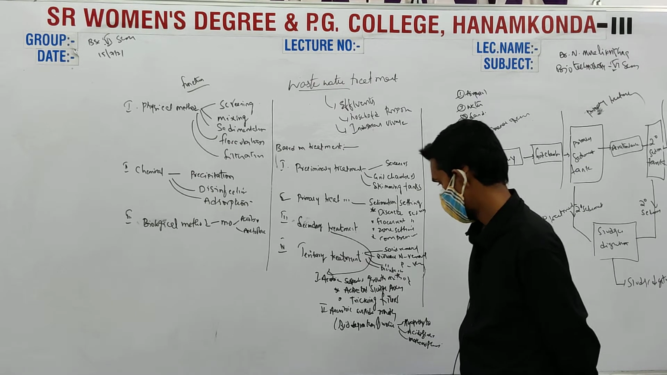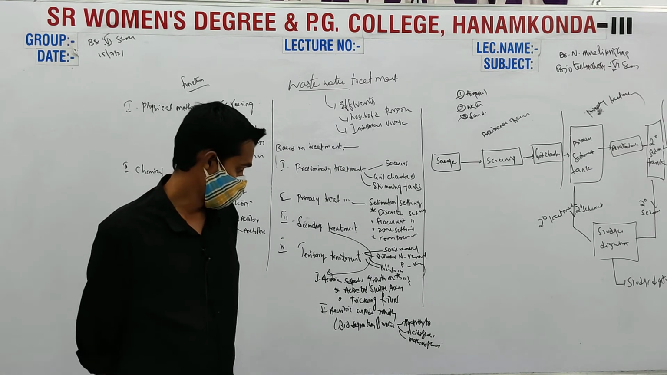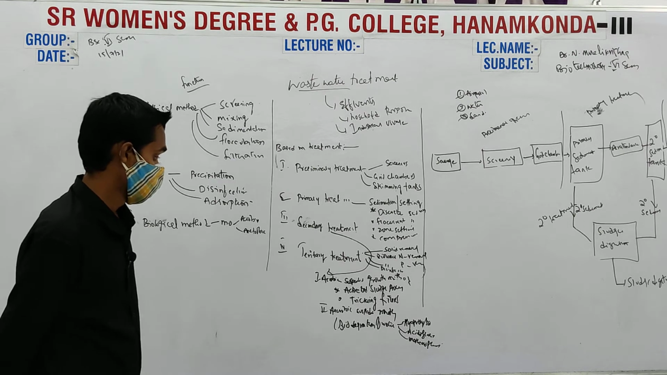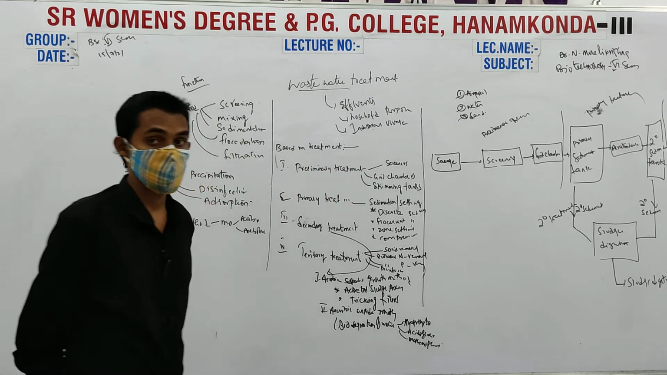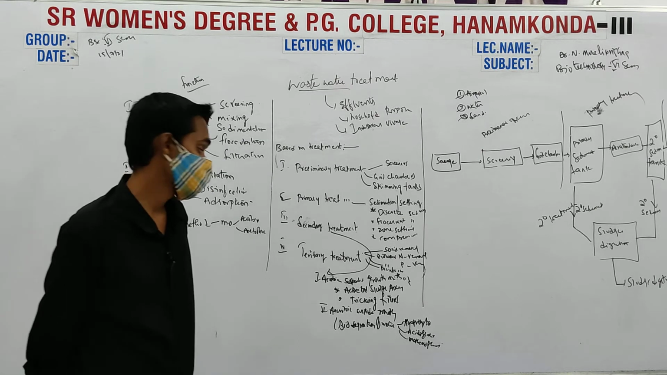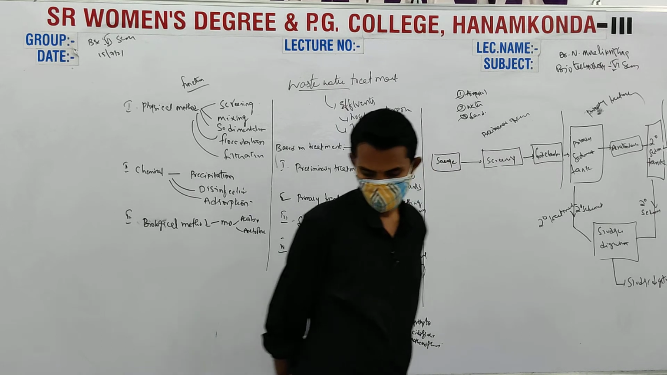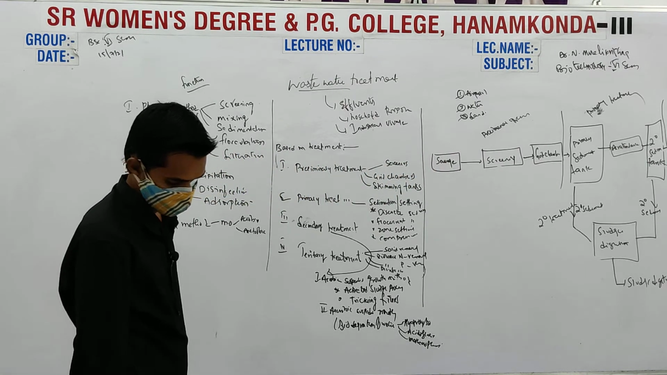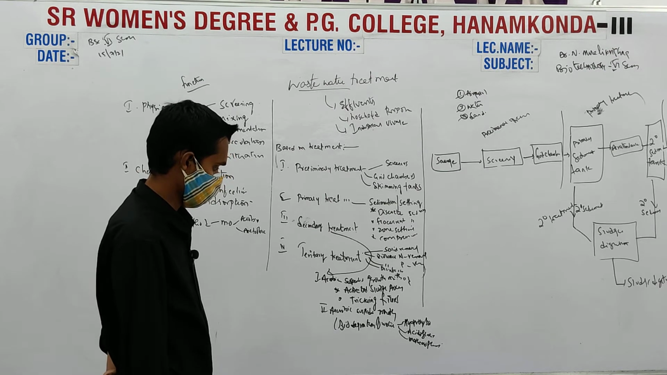Next one is anaerobic suspended growth, which is an example of biodegradation of waste, biodegradation of water. It can be done by hydrolysis, acidogenesis and methanogenesis, the three steps which are involved in biodegradation of water.